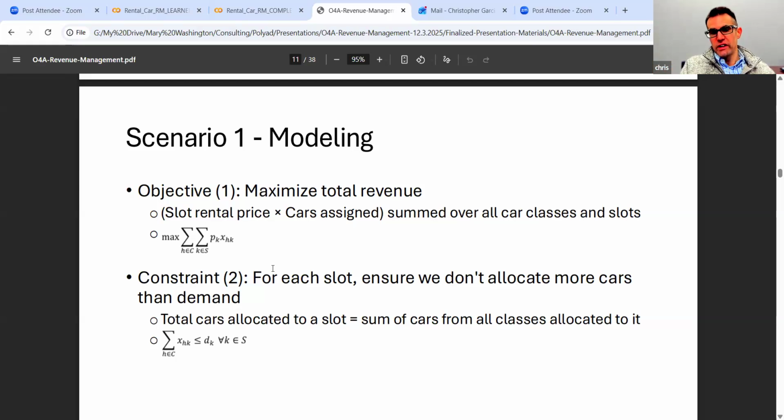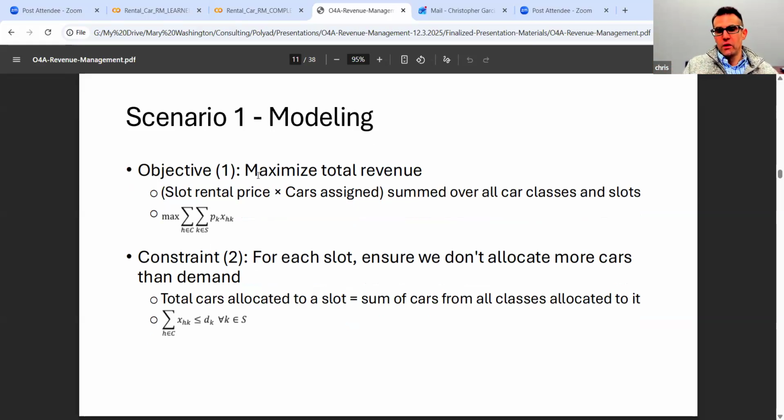So the objective that we're trying to do here is we want to maximize total revenue. Our total revenue is the sum over all car classes and slots of the slot rental price times the cars assigned. When we do the modeling, it's easiest if we phrase it in plain English and natural language first, and then we write it out mathematically. So my slot rental price, which is PK, times the number of cars assigned, which is XHK for some given car class H.